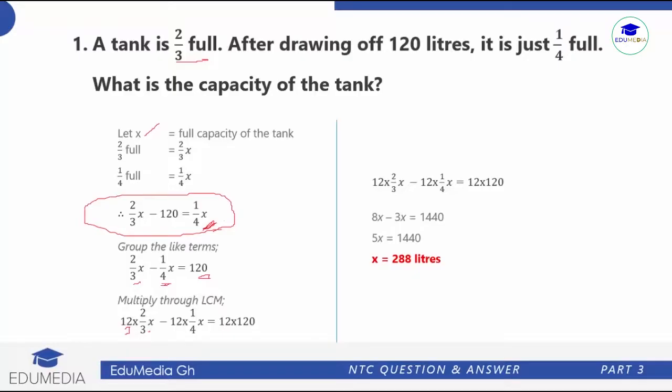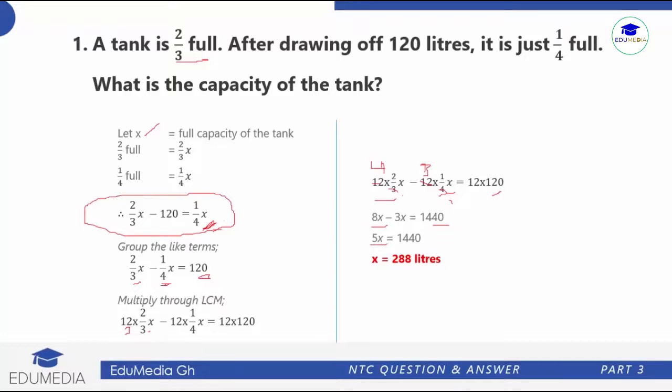When we do that, we get 8x, because 3 goes into 12 four times, and 4 times 2x gives us 8x. Here, 4 goes into 12 three times, so 3 times 1x is 3x. Also, 12 times 120 gives us 1440. So 8x minus 3x is 5x. We now have 5x equals 1440.